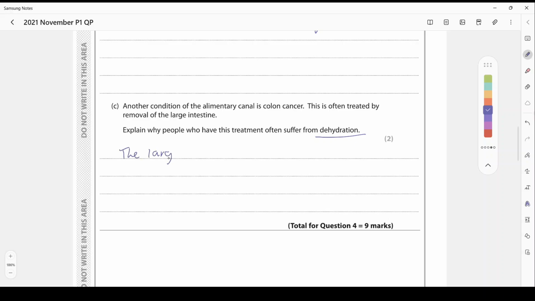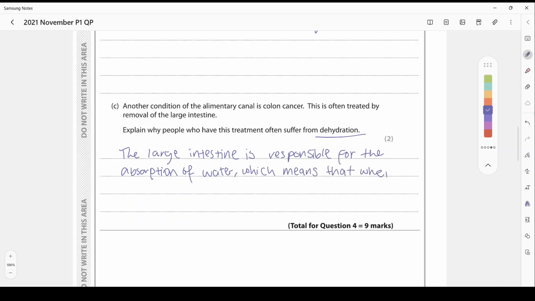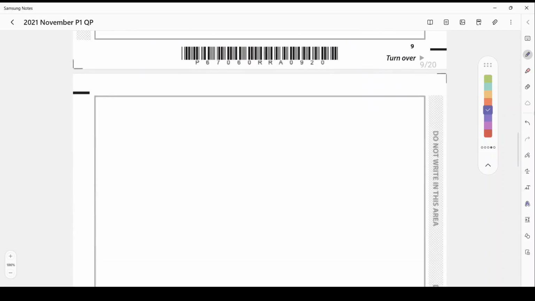So the large intestine is responsible for the absorption of water, which means that when it is removed, not enough water is absorbed. Okay, let's move on to question 5.